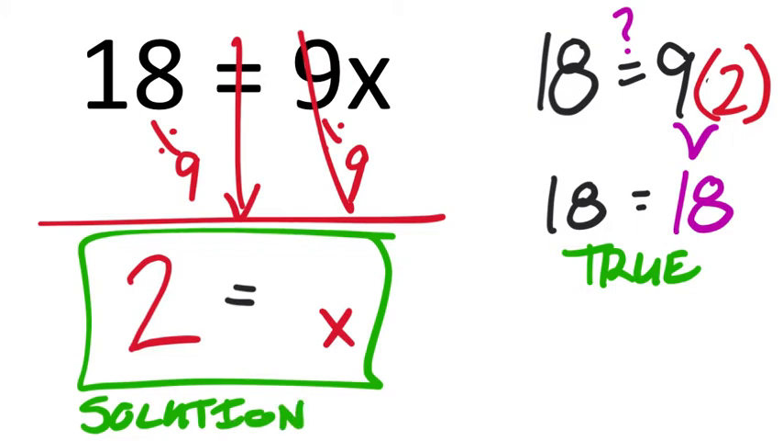Now, if by chance I found that I got like 17 equals 18, I know that maybe I did this calculation wrong, or maybe I divided wrong or something like that. But I'd have to go back and check to make sure or find out where I made my mistake. Right now, x equals 2 is the solution.